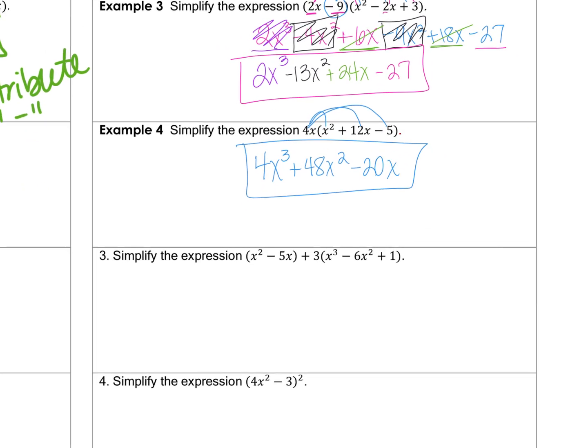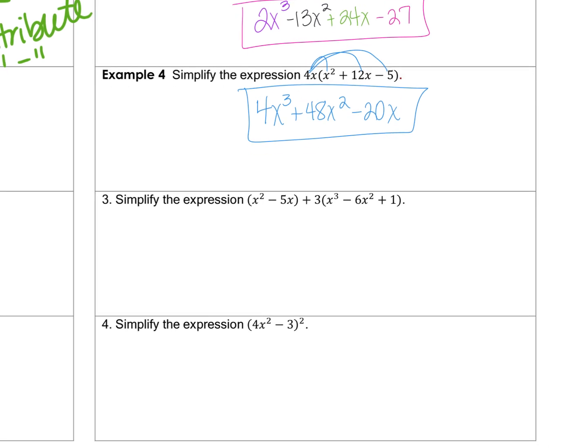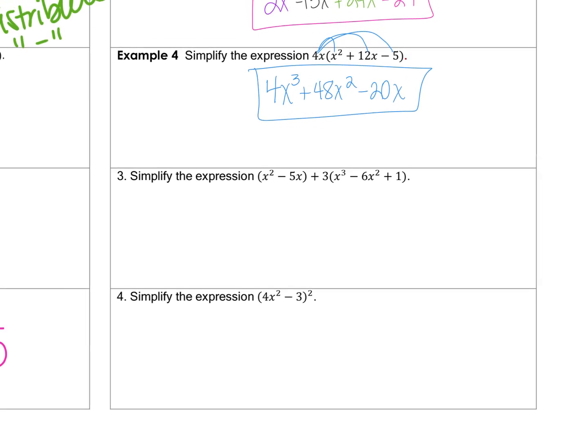Okay, now I want you to pause the video. I want you to work on number 3, number 4, and then you can check your answer. So number 3, you would get x squared minus 5x. It doesn't have a number in front. I do have a 3 here, so I would need to distribute. That would be plus 3x cubed minus 18x squared plus 3.